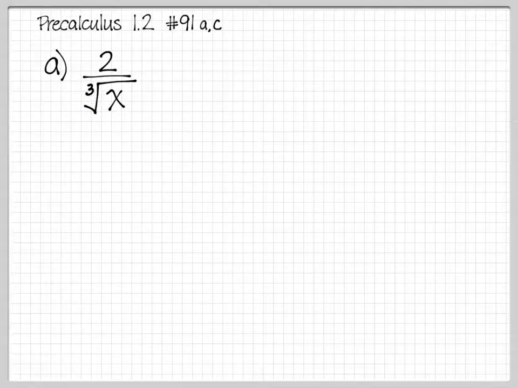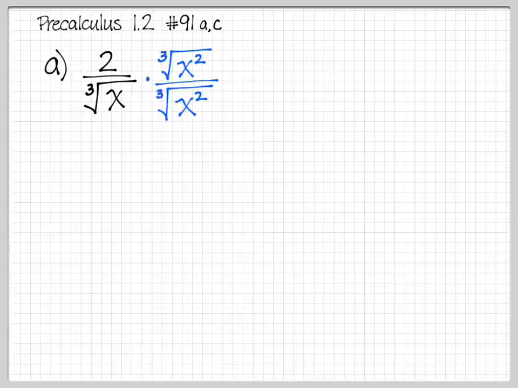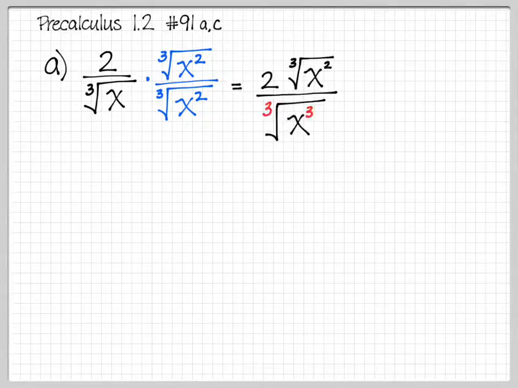of the radical symbol. Since I've only got x to the first, I realize that what I need to multiply it by is x to the second, so that I would have x to the third as the radicand. And so I do that, and now this denominator, I've got x cubed as my radicand under the cube root.